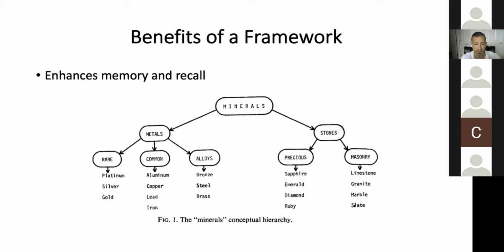They did studies in the 1950s and 60s where they gave one group of individuals a list of words that were linearly listed and at random and asked them to memorize that list. They gave the same list of words to a different group. And instead of being a single list, those words were organized in some way, like this. This is an example of a list of minerals that were organized into a framework.